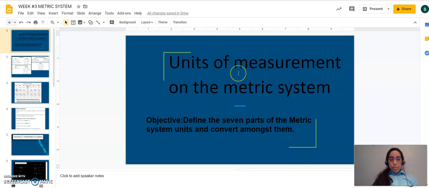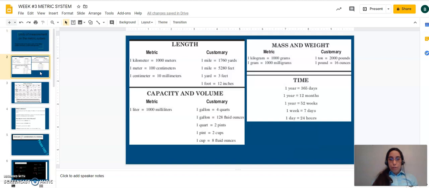So units of measurement on the metric system, we're going to define the 7 parts of the metric system units and convert amongst them. Here's a sheet that I provided for you. It gives you length, capacity and volume, mass and weight and time. This can be very useful. You don't have to memorize this. Most likely it will be given to you in any exams that come up.